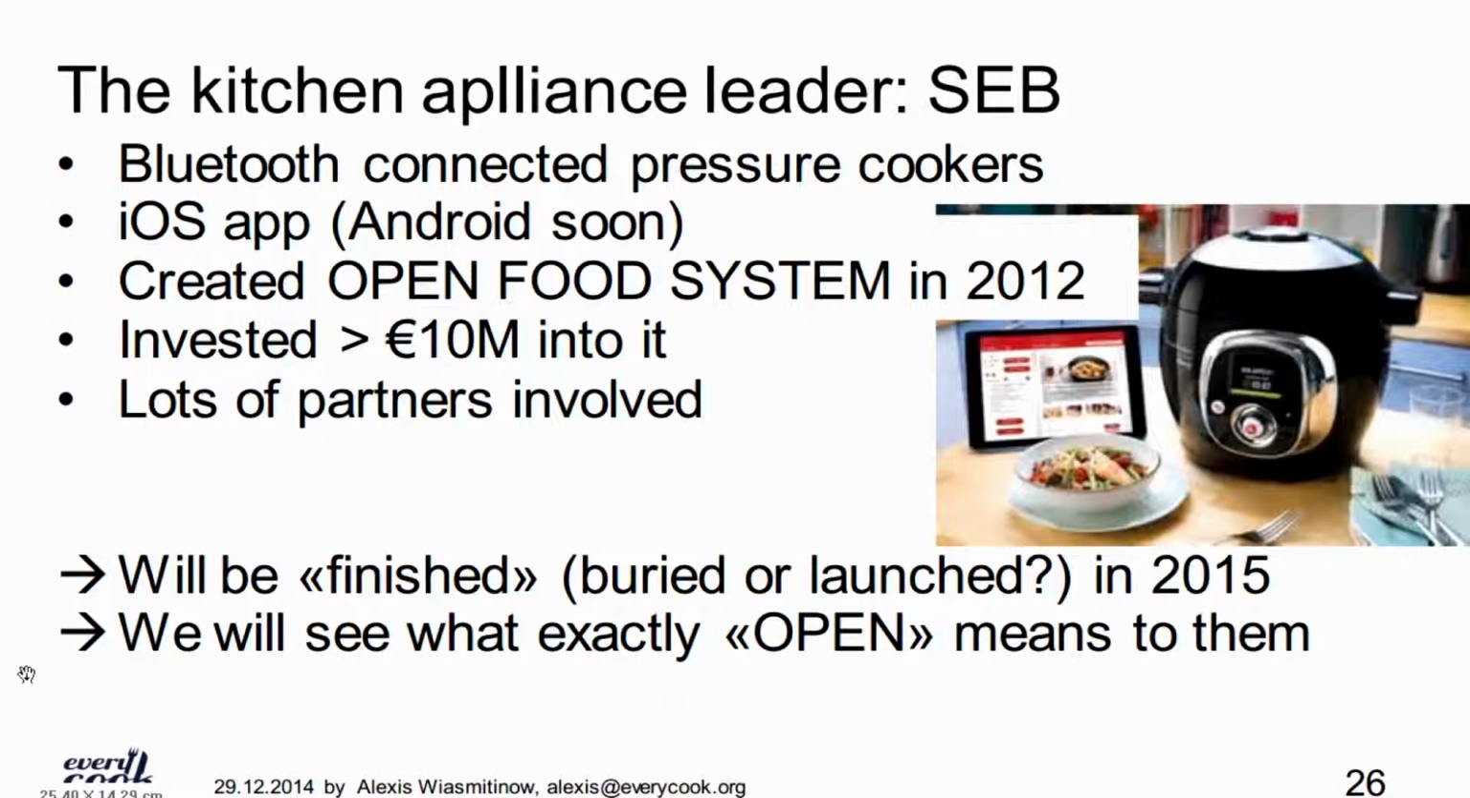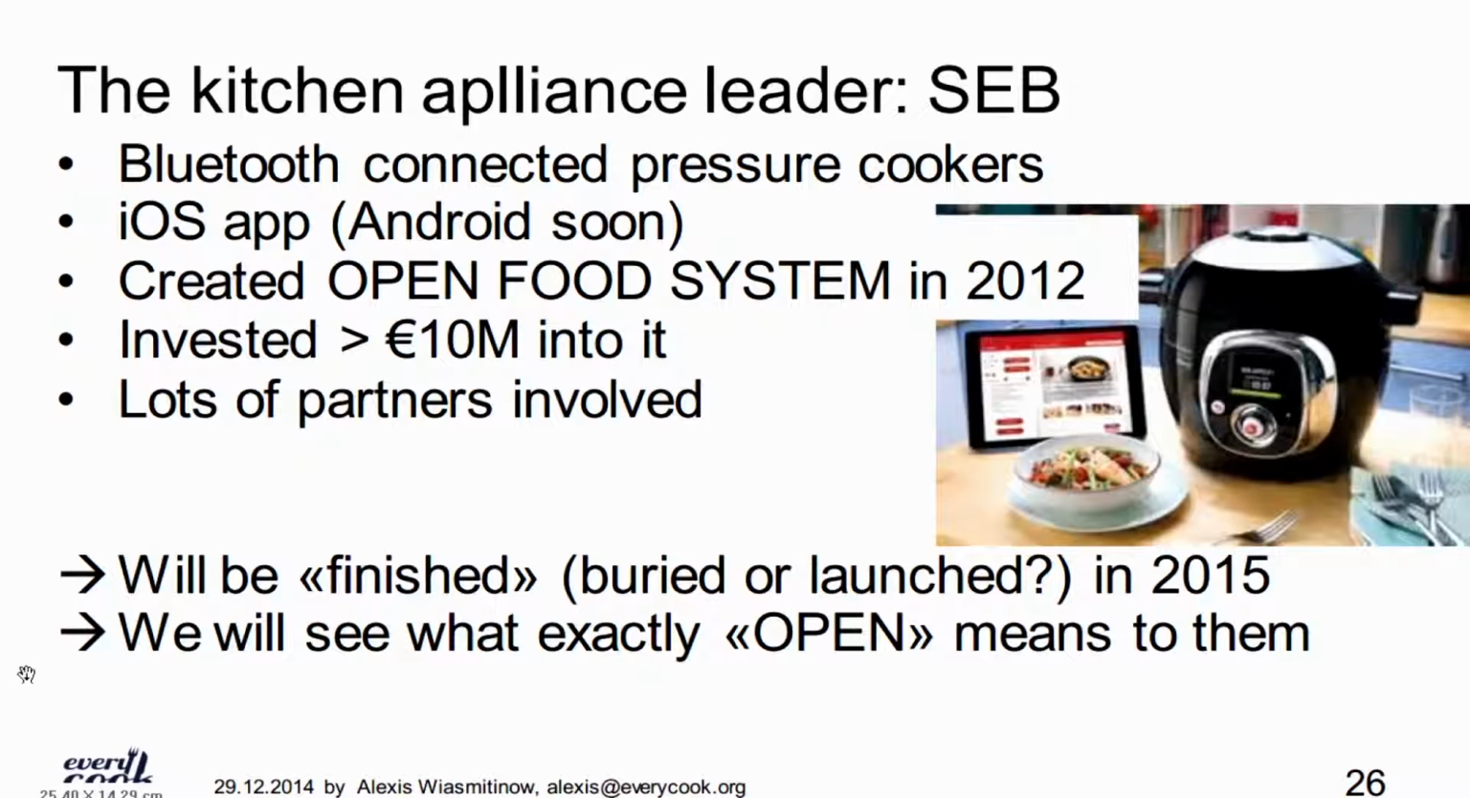They launched a few months ago, or maybe 1 month ago, the connected Cookeo. The Cookeo, they made 3 generations of an intelligent pressure cooker. The first one had 50 built-in recipes. The second one had a USB plug for USB keys to add more recipes, and now the new one has a Bluetooth connection.